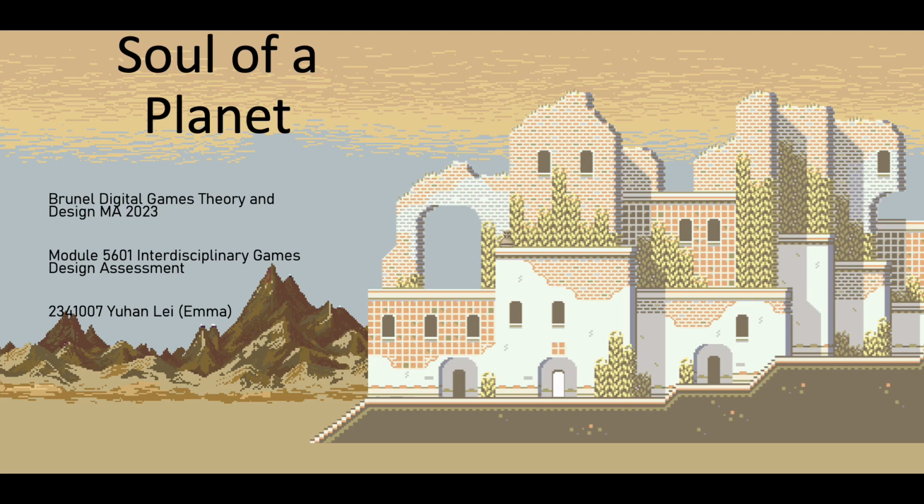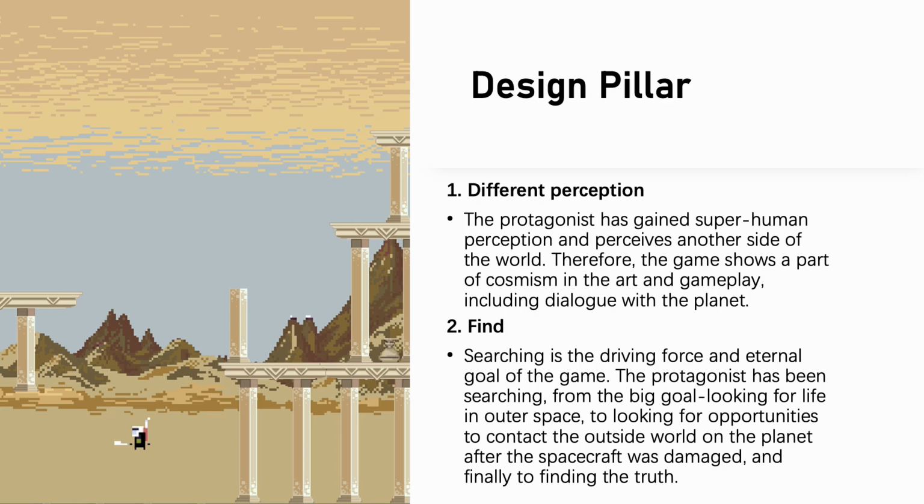This is my game, Soul of a Planet. My design pillars. First one is different perception. The protagonist has gained superhuman perception and perceives another side of the world. Therefore, the game shows a part of cosmism in the art and the gameplay, including dialogue with the planet.